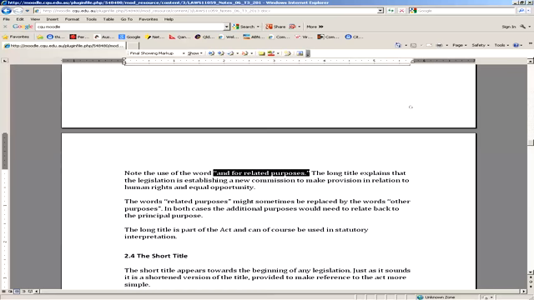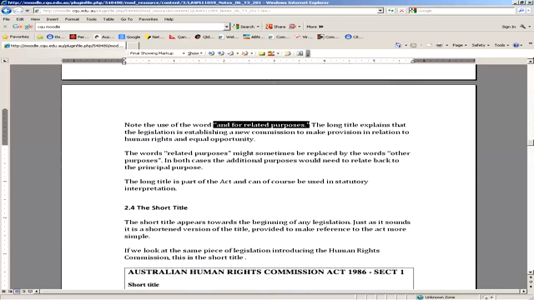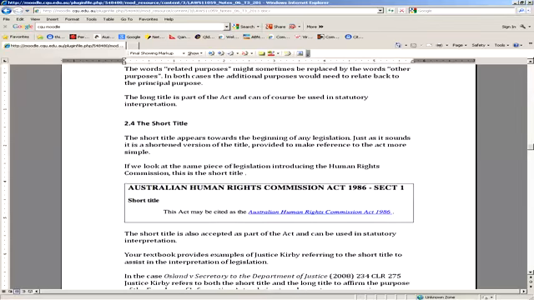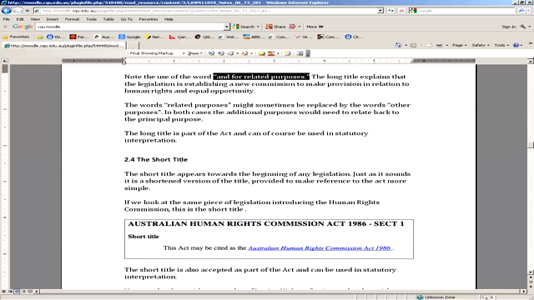So if Parliament was to add some sections in there, they'd potentially be covered by this idea of for related purposes. Short titles, well, you can see an example there. It's from the same Act. You can see it just doesn't say, it's really just describing what the name of the Act is.